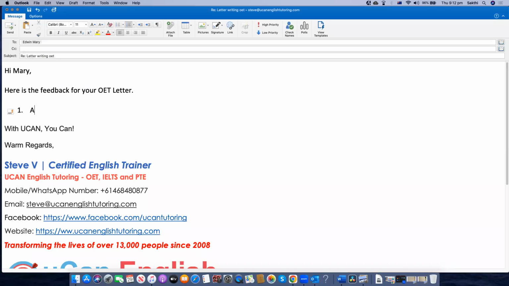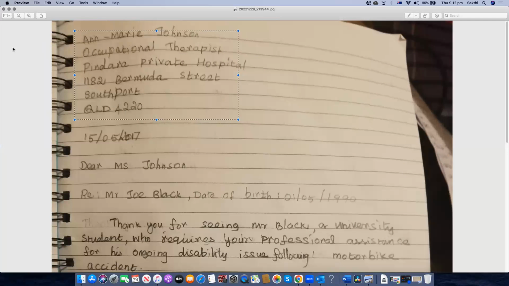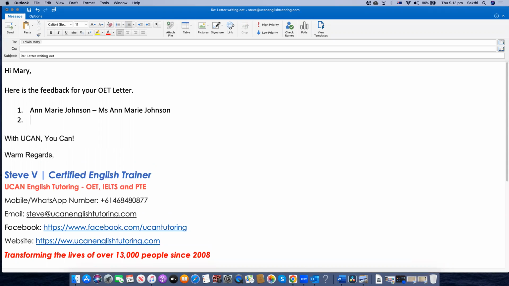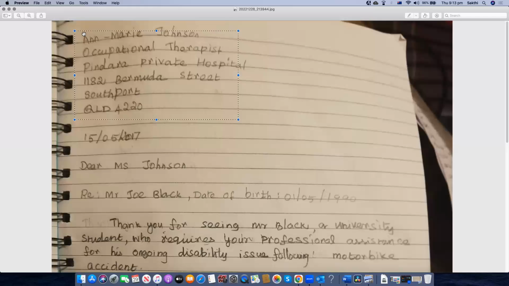Instead of writing down Anne Mary Johnson, you should write Miss, either Miss or Mrs. When we go through the case notes, usually it should be there. But apart from that, I'm quite happy with the way she wrote the addressee's contact details.